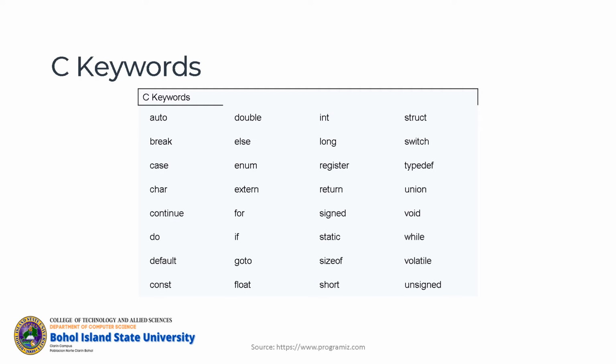Here are some examples of keywords. Keywords are predefined, reserved words used in programming that have special meaning to the compiler. Keywords are part of the syntax and they cannot be used as identifiers.